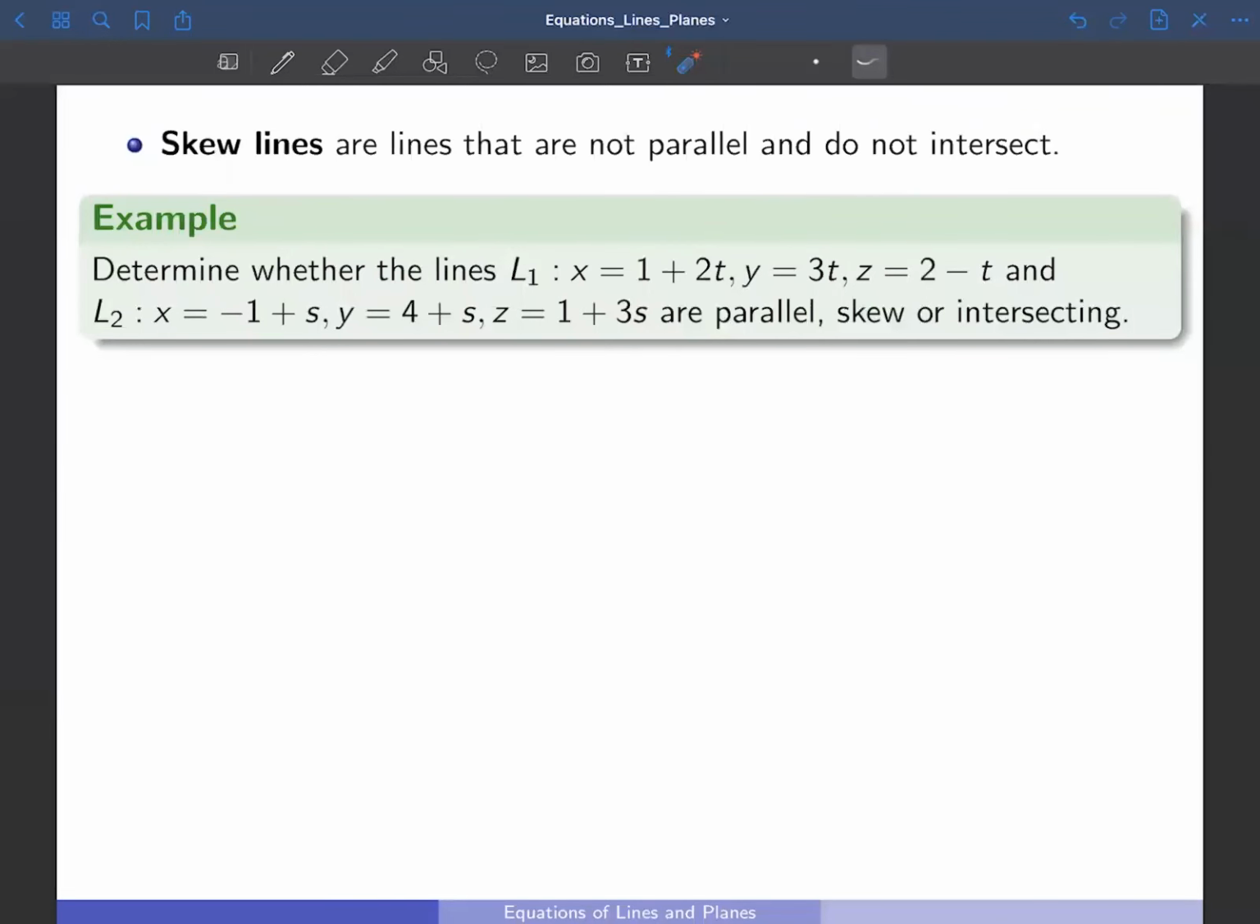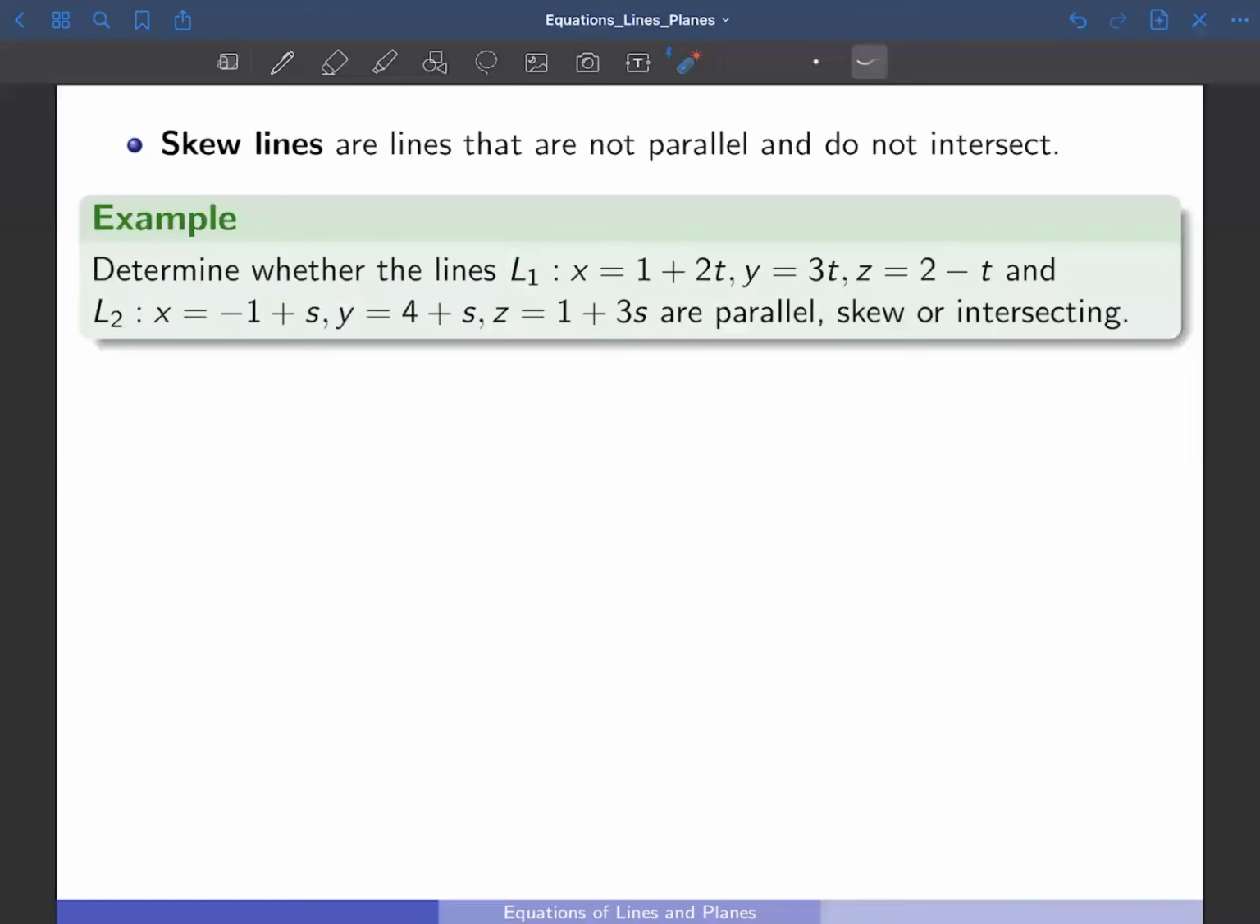In this section, we'll talk about skew lines, and we call skew lines the lines that are not parallel and do not intersect. In order to check whether a couple of lines are skew, we'll have to do that through the exclusion method. So we'll have to first check whether the lines are parallel. And if they're not parallel, then we'll have to check whether the lines intersect. And if they do not intersect, then we'll conclude that the lines are skew.